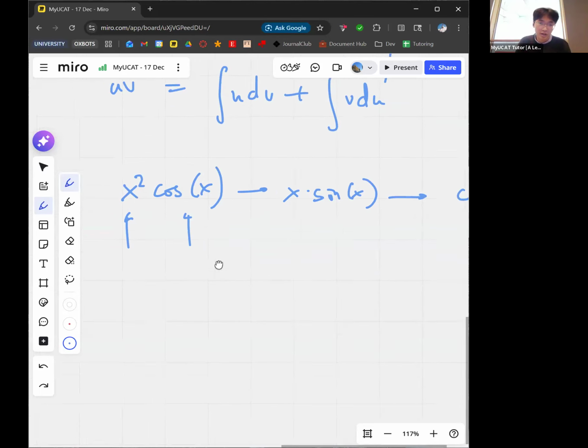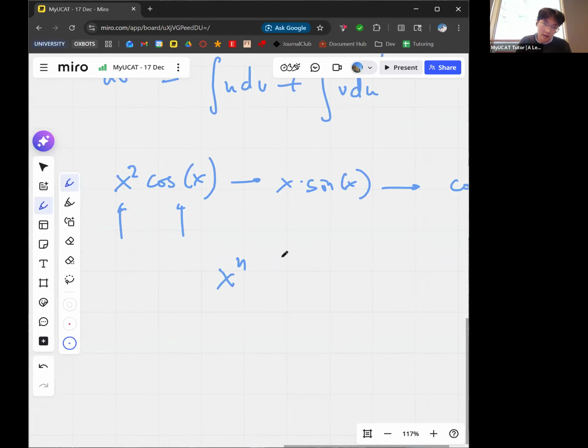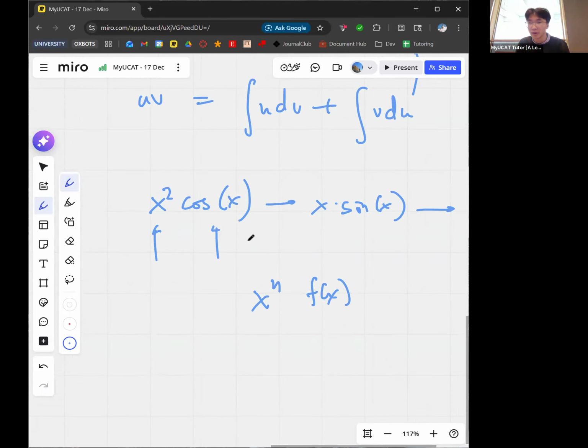So for example, in the case of x to the n times f of x, and you know that this is an integral, then you just keep lowering that down until that polynomial disappears. So that's my best way of doing this.